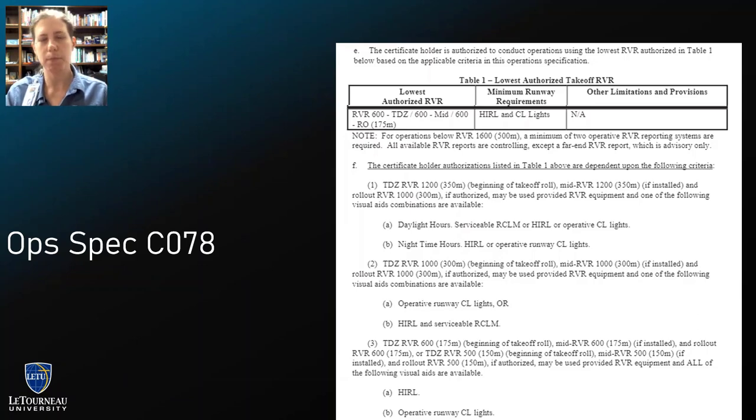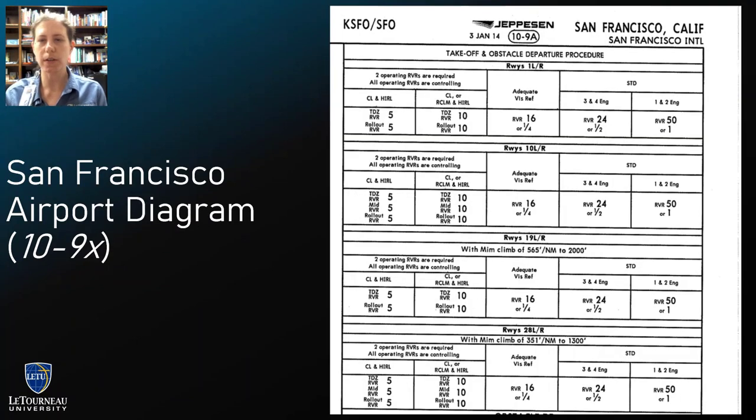So, okay, I promised I was going to get to Jeppesen charts that look like this. This is the 10-9 page for San Francisco. And this helps us interpret our own op specs. Okay, it means you still have to know your op specs. If you're operating under Part 121, you still have to know what C78 says. But Jeppesen produces this chart to help us interpret and apply it.